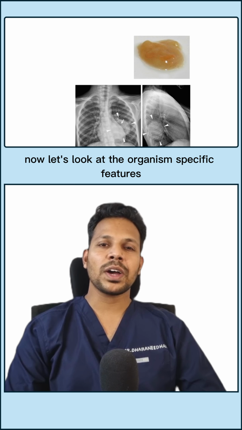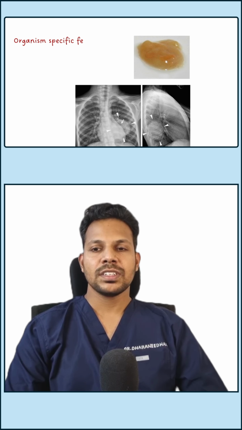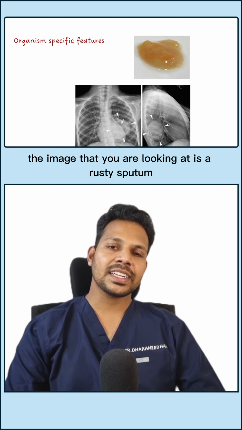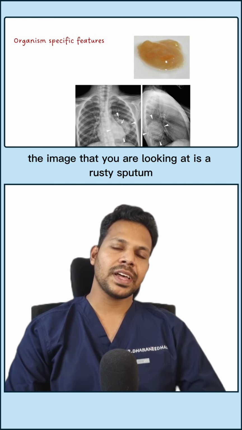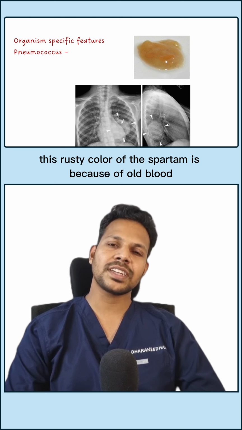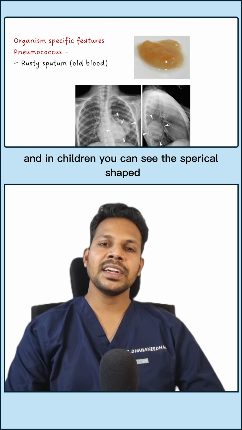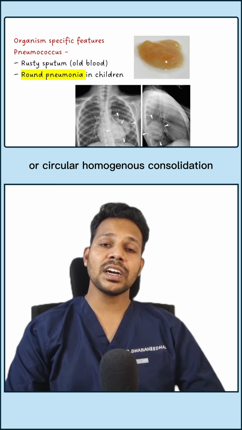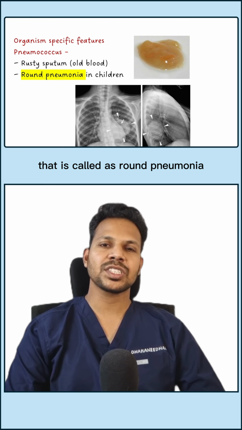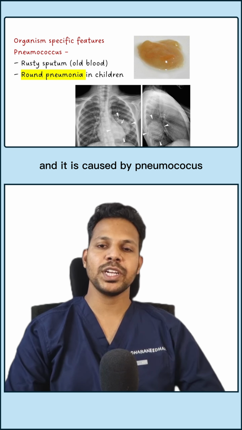Now let's look at the organism specific features. The image that you are looking at is a rusty sputum, and that is seen in pneumococcus. This rusty color of the sputum is because of old blood. And in children, you can see the spherical shaped or a circular homogeneous consolidation that is called round pneumonia, and it is caused by pneumococcus.